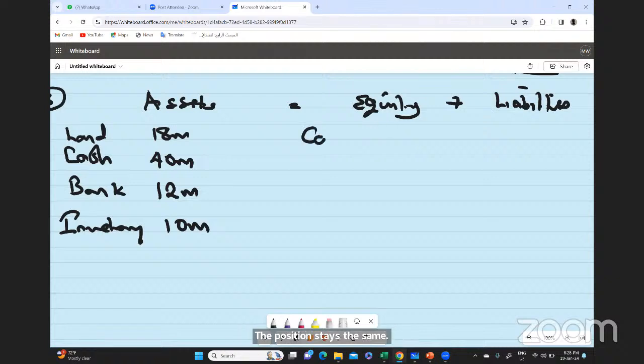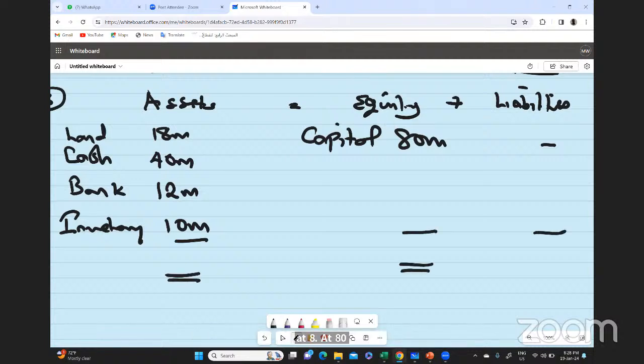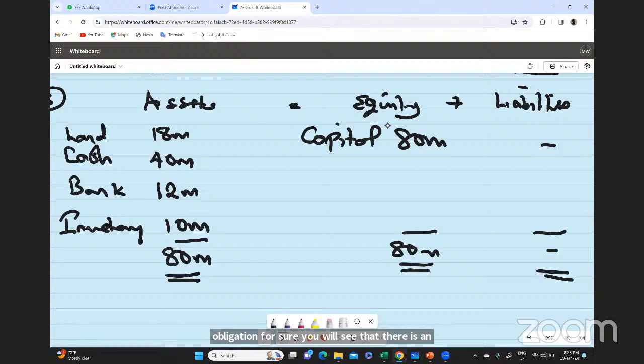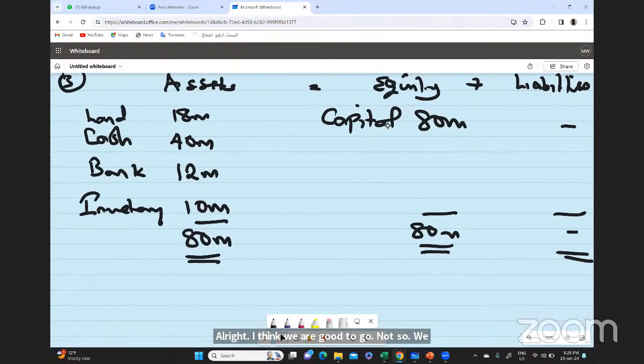So our capital remains at 80 million. We have no obligation so far. And when we get an obligation, for sure, you will see that there is an obligation. All right. I think we are good to go. We can see our transaction number 4.